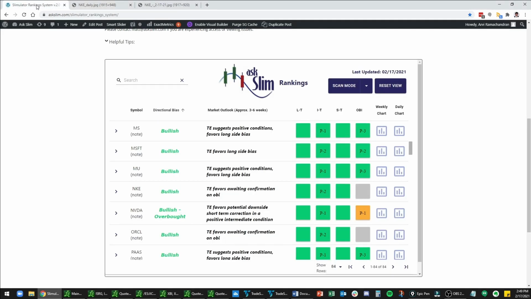I hope it was helpful to walk through how we use the ranking system to analyze an individual stock. Feel free to leave any comments in the comment section below.